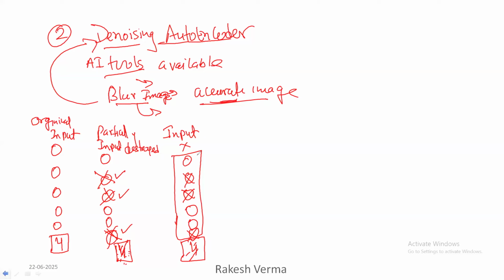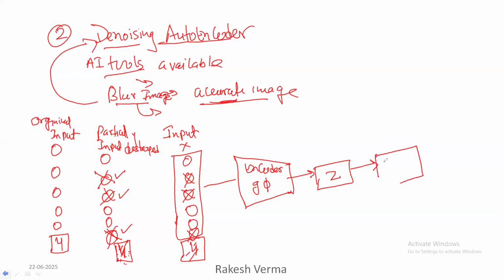So now basically this input image is given to the encoder. What we are giving here is the noisy image with the distorted features, and the encoder performs one operation, the function g of phi, and then it is converted into a compressed, dimension-reduced form, and then this is given to the decoder.